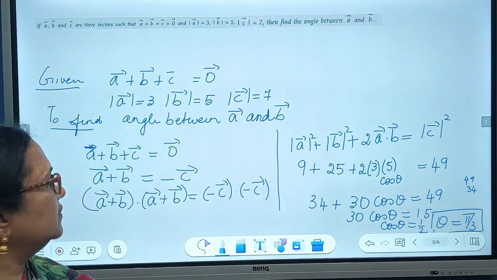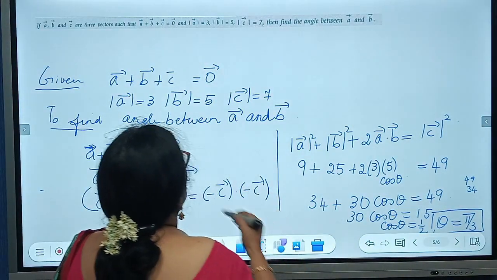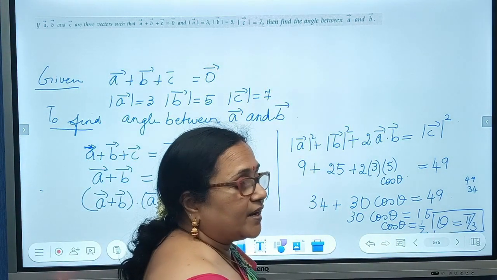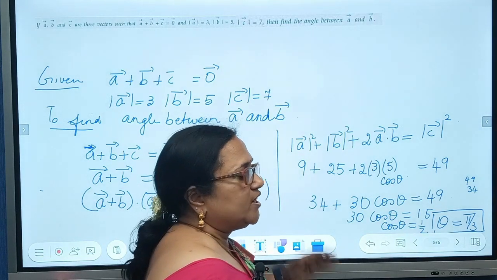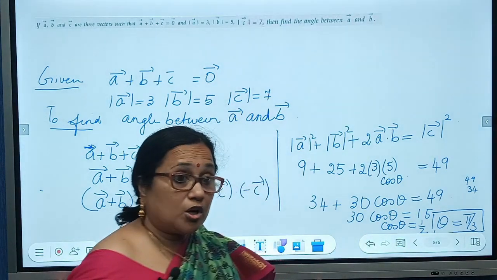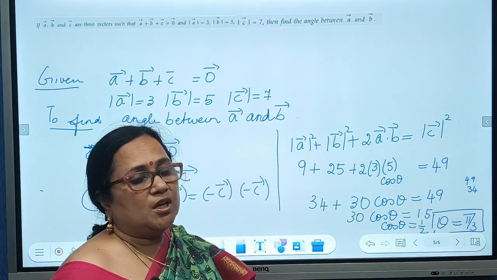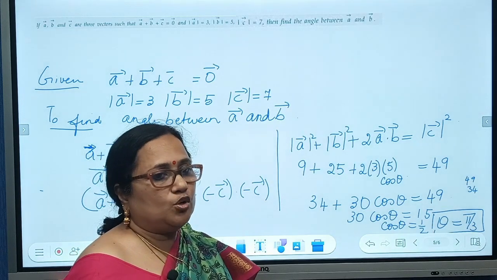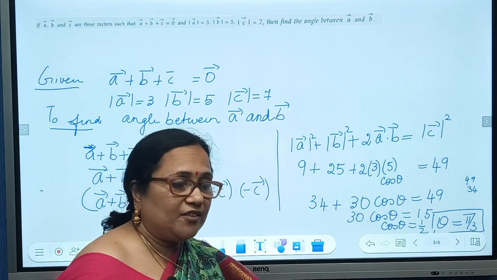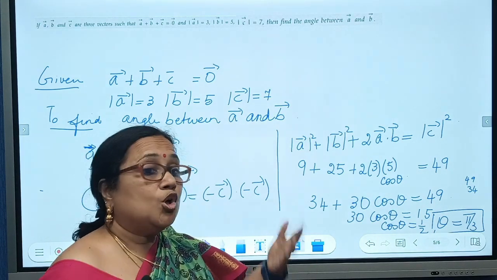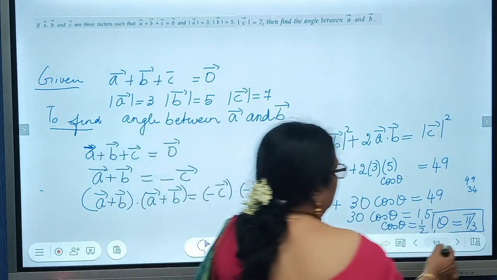Is it clear? So you'll have to see how to use the given data to find the required information. In these problems, either you're asked to prove something or asked to find something, but it is always based on the given information. So anytime you face a new problem, remember to identify the given data and identify what you need to find or prove using the given information.